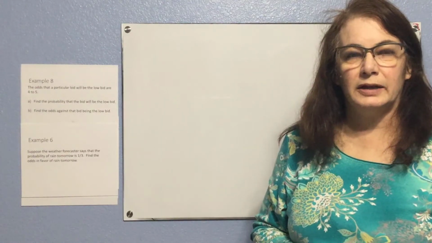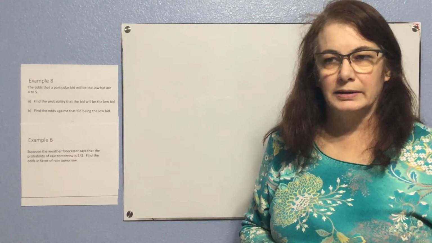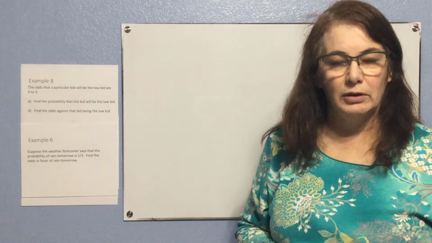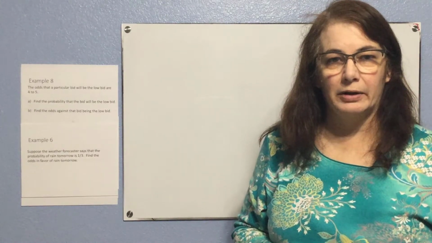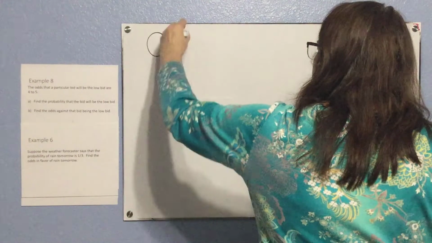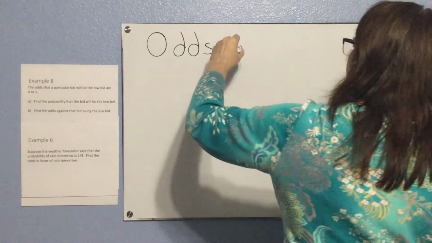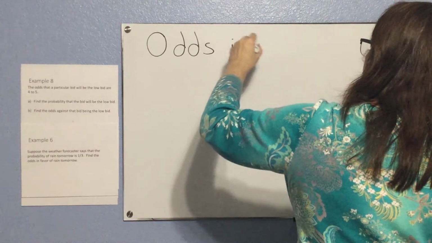Sometimes, instead of stating the probability of an event, we talk about the odds. Odds are closely related to probability, but they are calculated a little bit differently. Odds can be odds in favor or odds against. So we're going to look first at odds in favor.